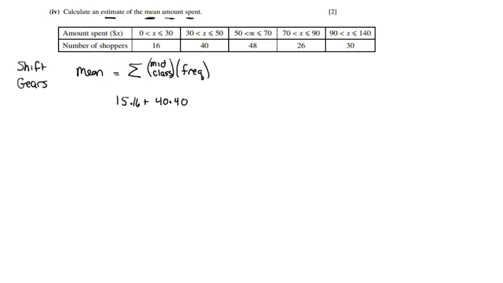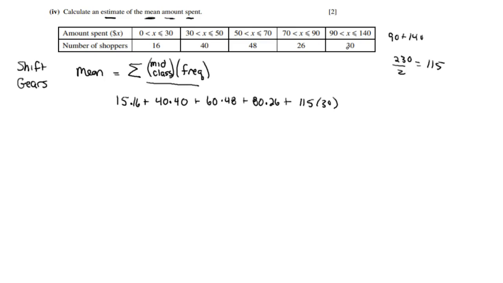And so this is going to be 15 times 16 plus 40 times 40 plus 60 times 48 plus 80 times 26. Whoops, how do we do this? All right, so if it's kind of add them up and then divide by 2, that's how we can figure out the middle. And we're going to get here 115. So it's going to be 115 times 30. And so we add all that up.